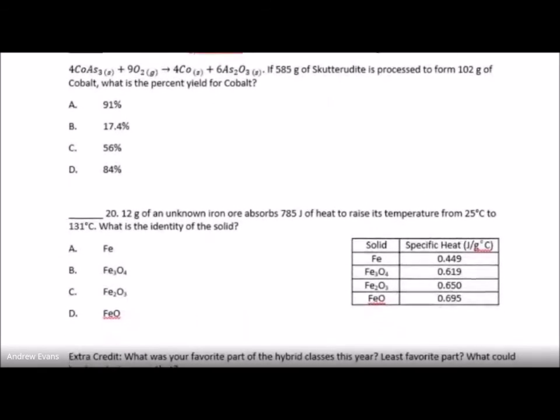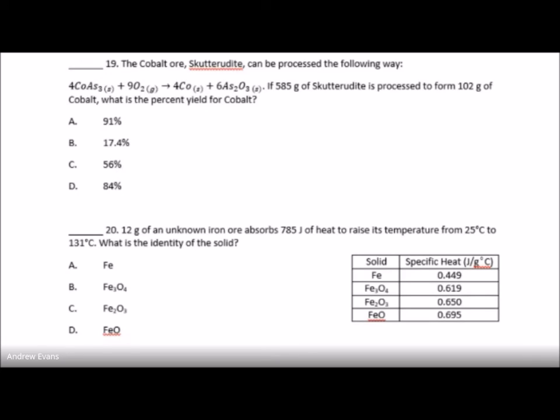Number 19 and number 20. The cobalt ore, skutterudite, can be processed in the following way: CoAs3 plus 9 oxygens goes to cobalt and arsenic oxide. If 585 grams of skutterudite is processed to form 102 grams of cobalt, what is your percent yield? So we have 585 grams of cobalt arsenide, CoAs3. Now, cobalt has a molar mass of about 59. Arsenic has a molar mass of about 75. So the molar mass of cobalt arsenide is 284 grams for 1 mole.